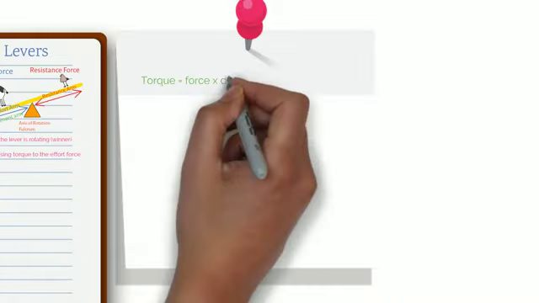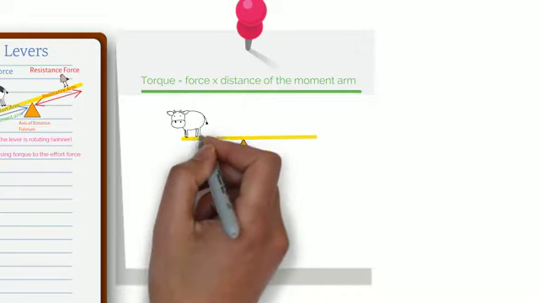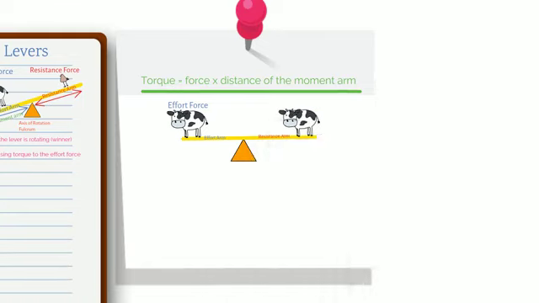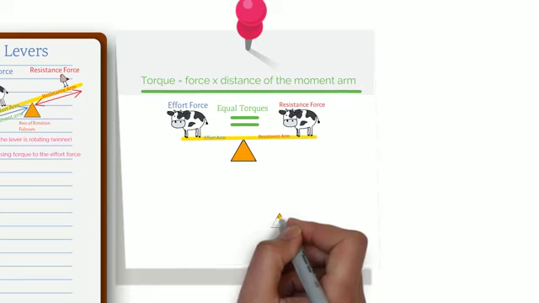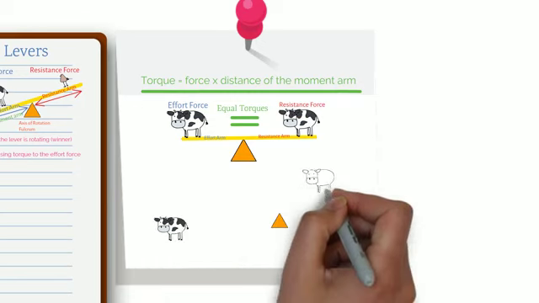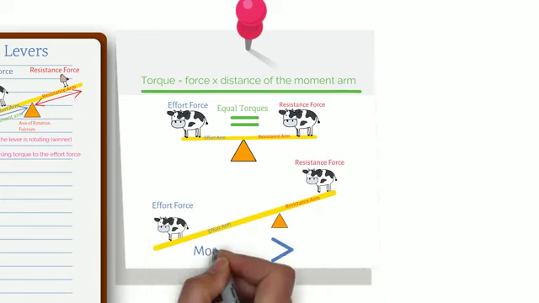Torque equals force multiplied by the length of its moment arm. If we have two equal forces and both moment arms are equal, the torques created will be equal as well. But if we have two equal forces, but one of the moment arms is longer, the force with the longer moment arm will generate more torque.